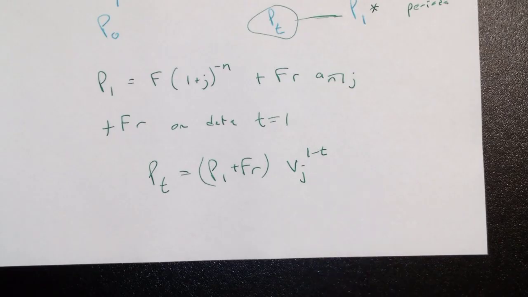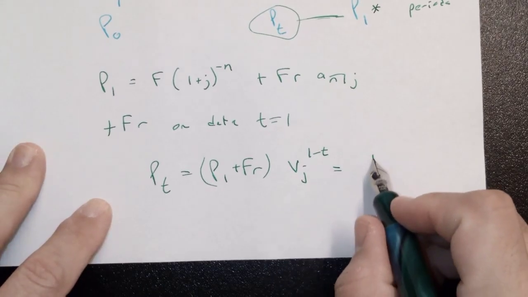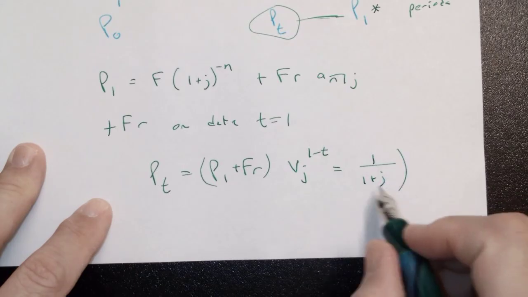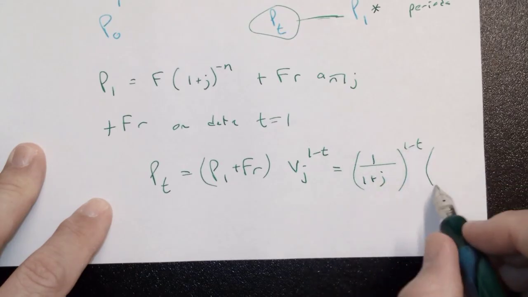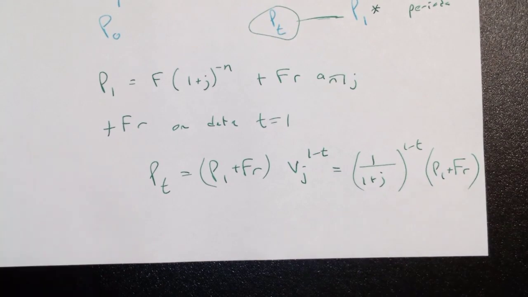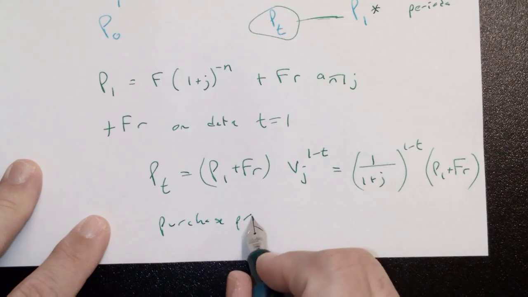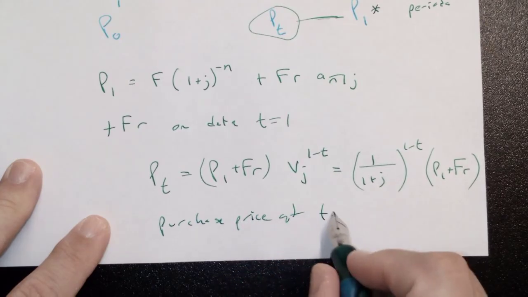So this becomes the question. Now, remember, V is 1 over 1 plus J. So I could think of it like that. This is the purchase price at time t.